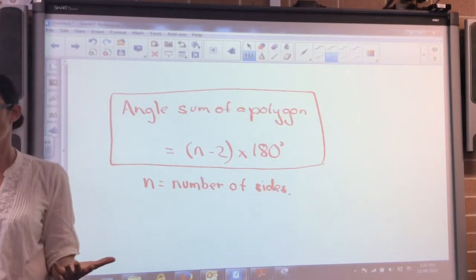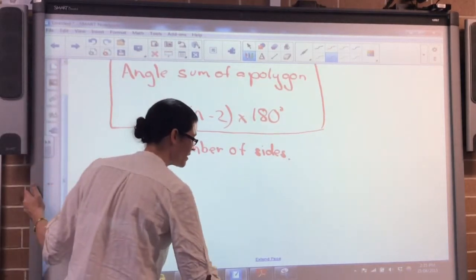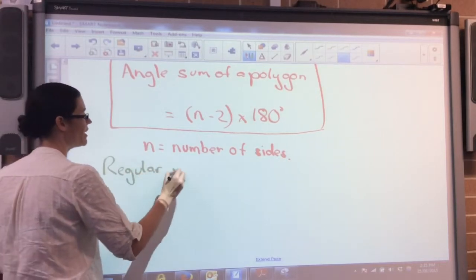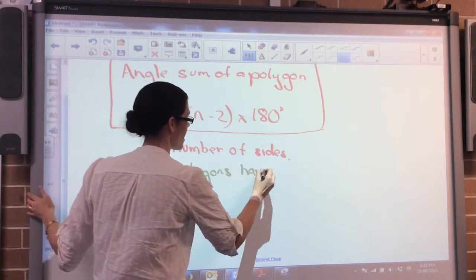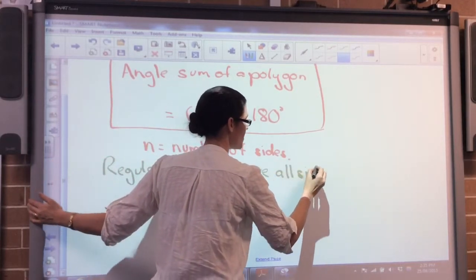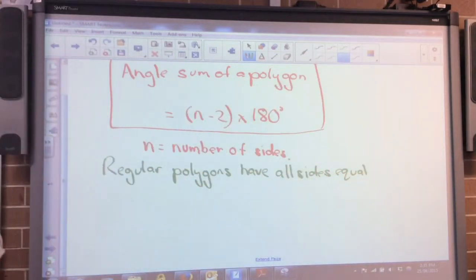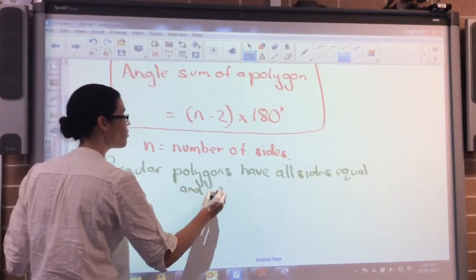7. Okay? So this is just for regular polygons. Regular polygons have all sides equal and all angles equal.